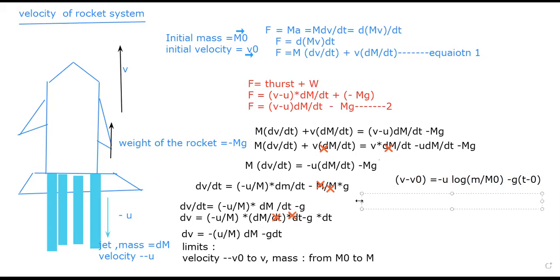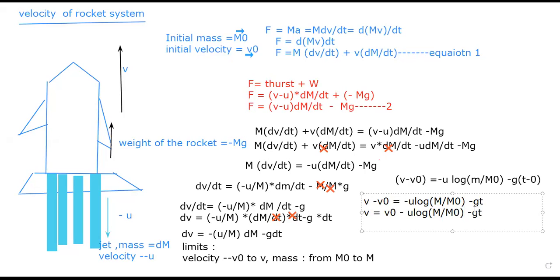So the final value here we have: V minus V0 equals to minus U log, base e, capital letter M by M naught, minus gt. And then we want the velocity at the time t, so v equals to, v naught is taken to right hand side, so v naught plus, sorry, this will be minus u log m by m naught, and then the last term minus gt.